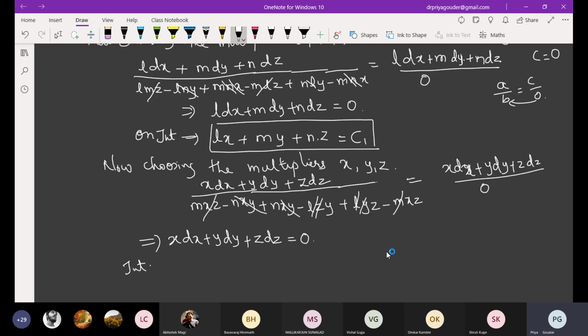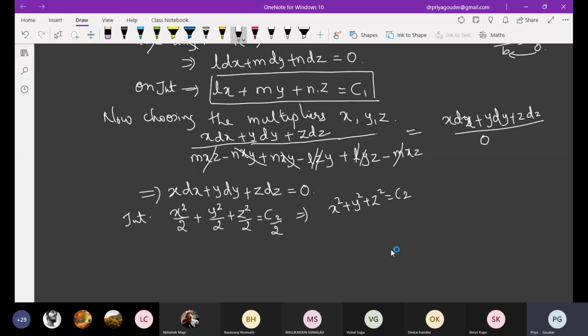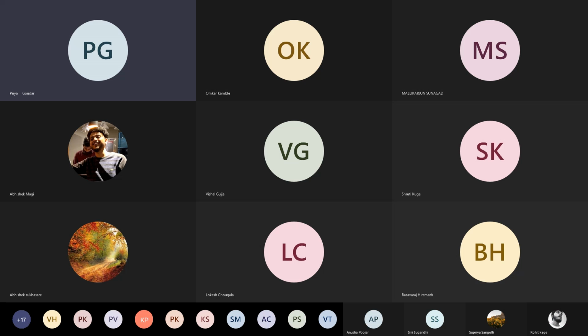Integration. Yeah, what is the integration of x with respect to x? It is x square by 2. Y is? What do I have to take as the constant? C2 by 2. Tell me what you'll get then. x square plus y square plus z square is equal to C2. Now how to write the general solution? Write both the relations with the help of phi. So write down: general solution is phi of first relation comma second relation is equal to 0.